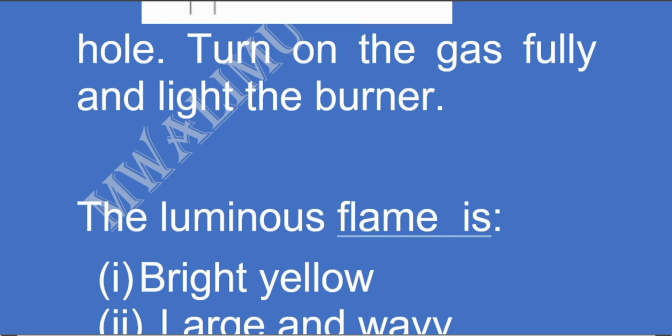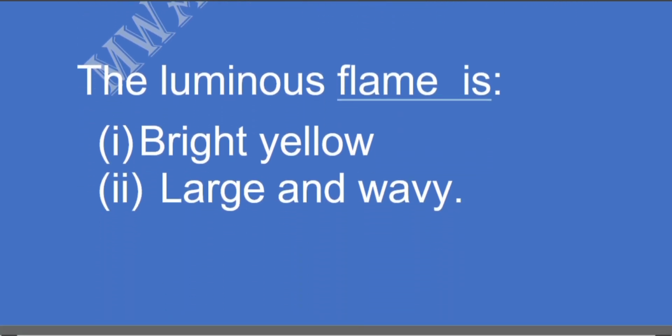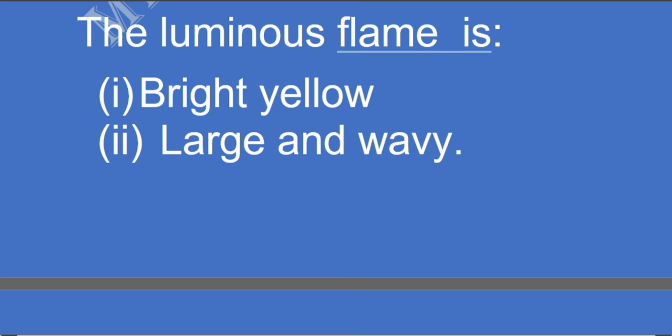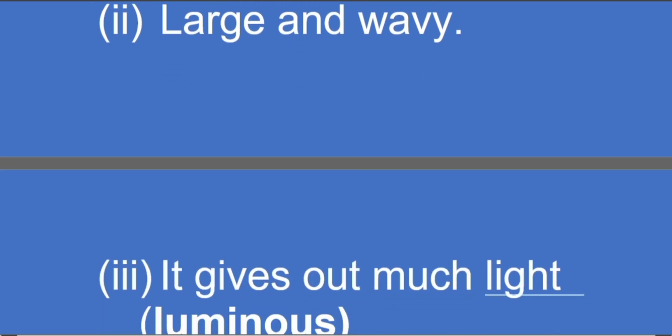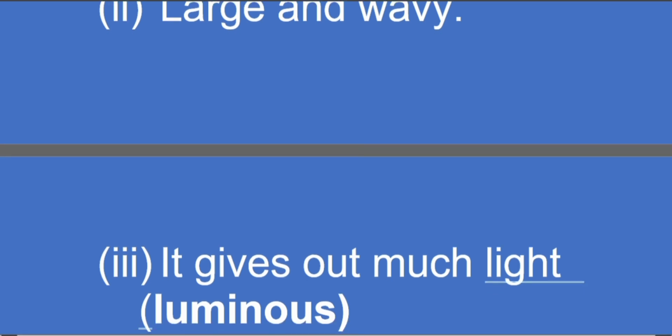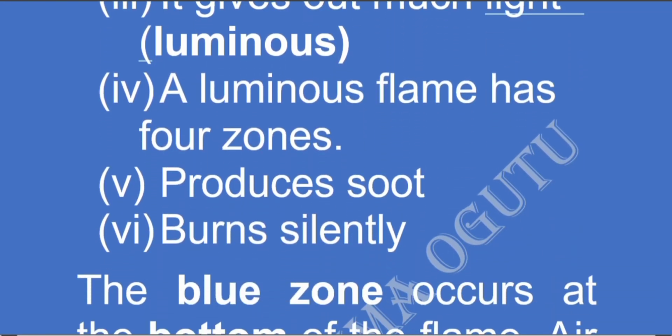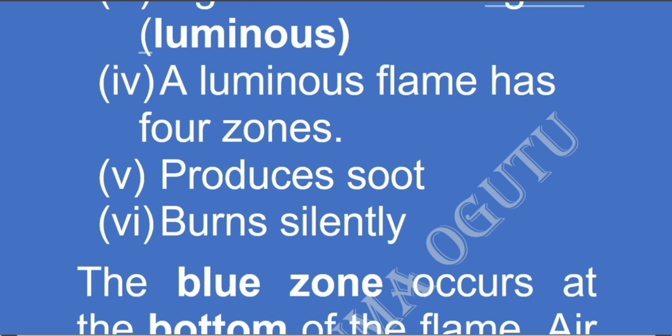Now we have the characteristics of the luminous flame. It is bright yellow, large and wavy, and gives out much light. A luminous flame has four zones. It also produces soot and burns silently.